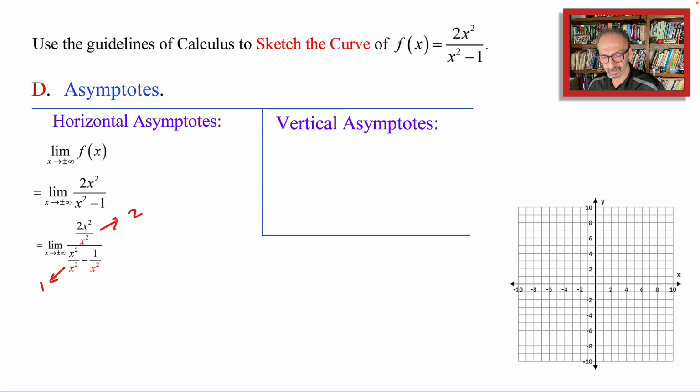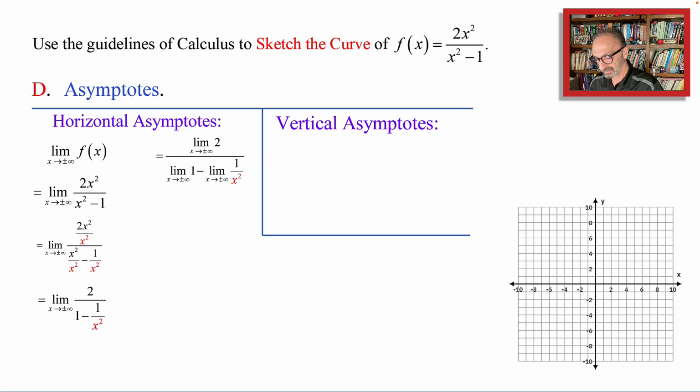So the fraction becomes 2 over 1 minus 1 over x squared, because this one does not get simplified. Now we can take the limit using the limit rules and apply it to every single term on the top and bottom, as you can see. The limit of 2 as x approaches infinity or negative infinity is not going to go anywhere besides 2. It's going to stay 2. Same thing right here. It's not going to change.